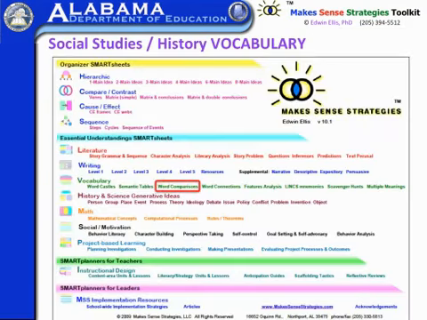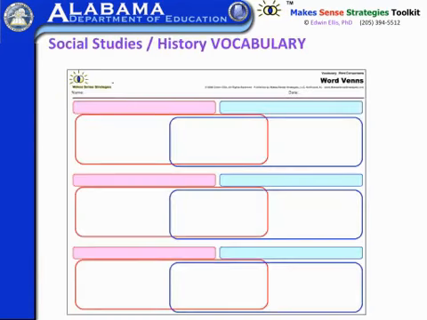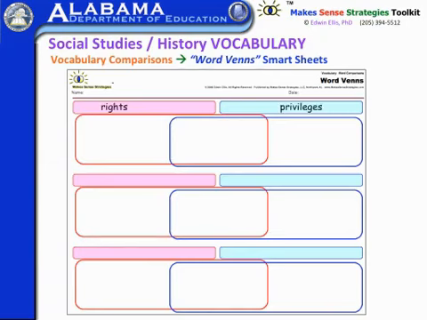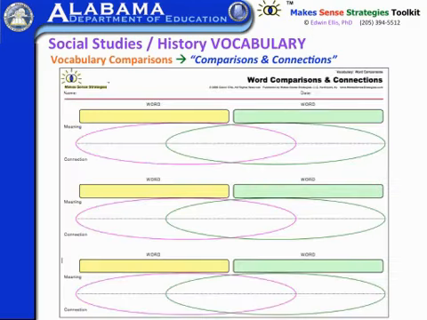Speaking of comparisons, there are several tools you can use. One is your simple Venn diagram, the VIN, so we might compare rights with privileges, duties with responsibilities, citizen with non-citizen, and so forth. So these are just straight VINs. Likewise, we can have comparisons with connections. In this case, it's like a VIN, but there's another dimension to it.